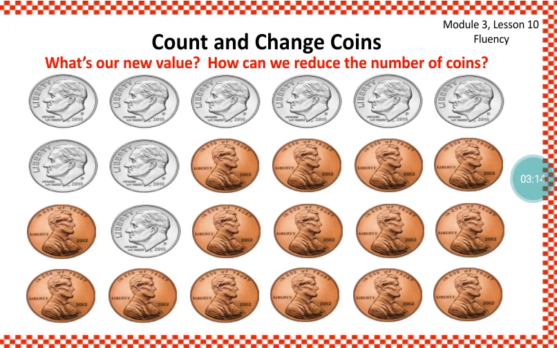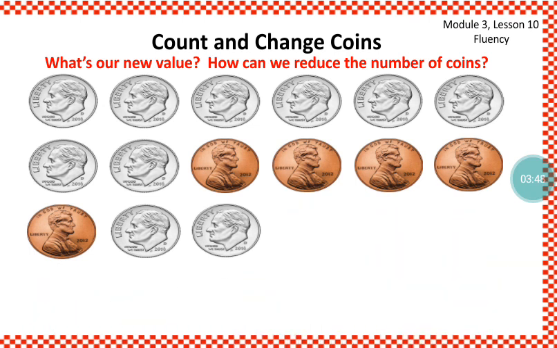Very good. How can we reduce the number of coins? Yes, did I hear somebody say we are going to bundle? Yes, because our pennies here are up to what? 10. They are up to 10 ones. And when we have 10 ones, we can bundle it to become what? 1 ten. Good. So let's do that.